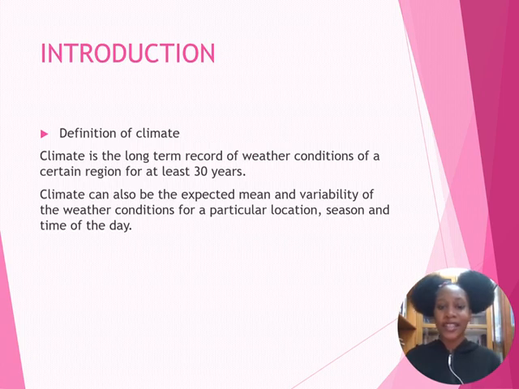Introduction. The definition of climate. Climate is the long-term record of weather conditions of a certain region for at least 30 years. That is the first definition. The second one: climate can also be the expected mean and variability of the weather conditions for a particular location, season, and time of the day.